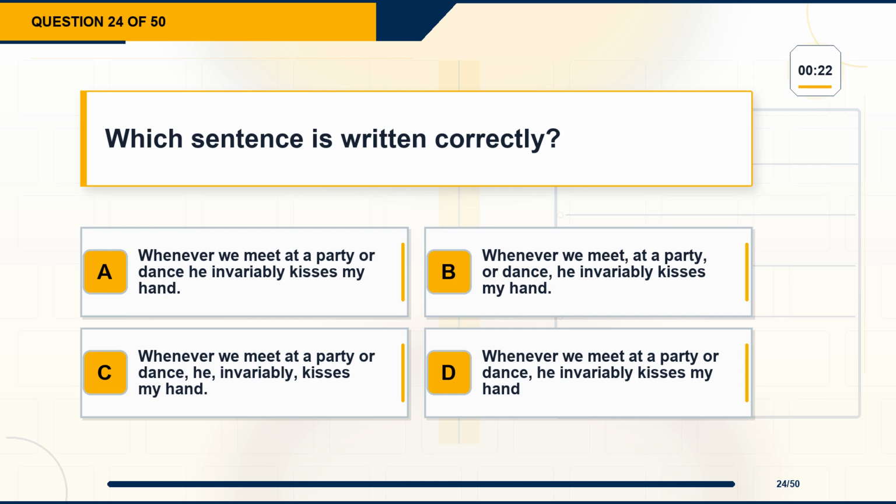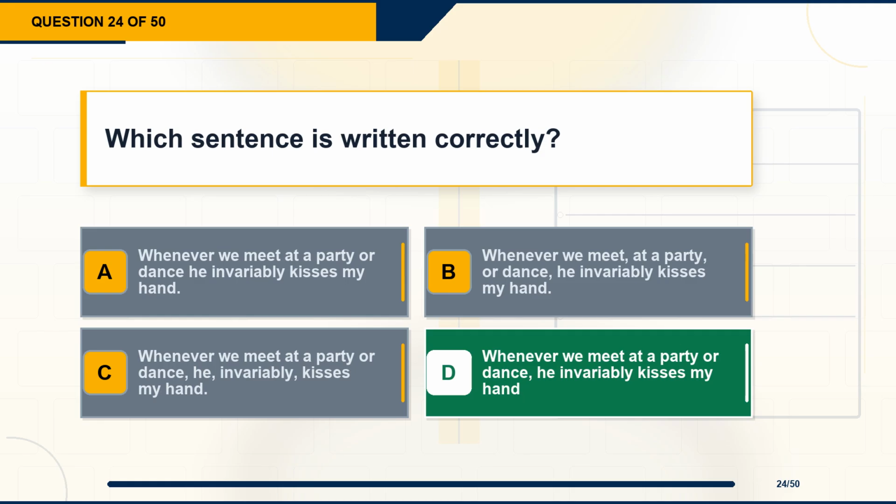Question 24. Which sentence is written correctly? Option A, whenever we meet at a party or dance he invariably kisses my hand. Option B, whenever we meet at a party or dance, he invariably kisses my hand. Option C, whenever we meet at a party or dance, he invariably kisses my hand. Option D, whenever we meet at a party or dance, he invariably kisses my hand.